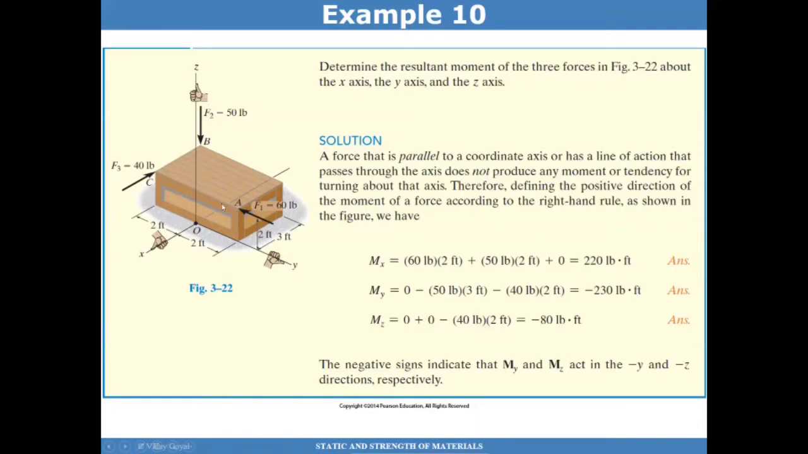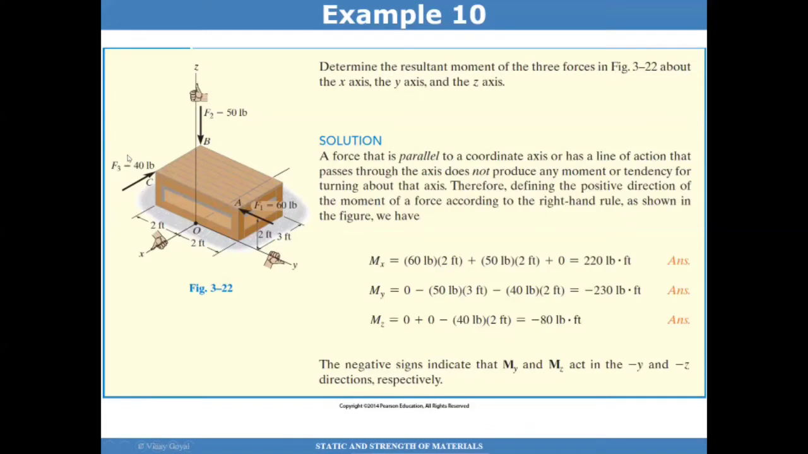F1, in this case, is parallel to the y-axis, so it's not expected to produce a moment, and that's why the first term here is 0. The force F2 is going to produce a moment about the y-axis, so we have to look at the distance from F2 to the y-axis, the line of action, and we see it's 3 feet away. So 50 pounds times 3 feet, and it's negative because when you use your hands to determine in which direction the moment is acting, it's actually acting in the opposite y direction.